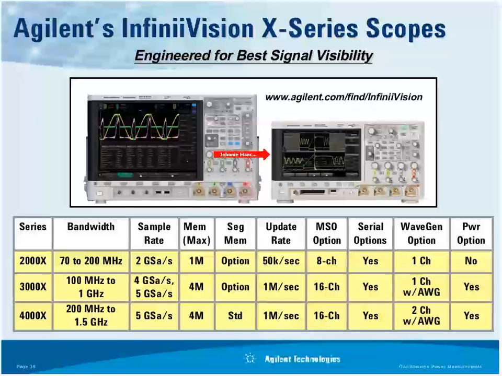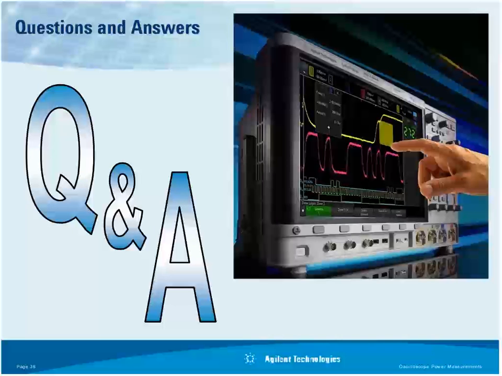Then there's the 2000 X Series, which ranges from 70 to 200 megahertz, which is typically enough bandwidth for performing these measurements. However, it does not have the automatic power measurements that we've shown here today. Both the 3000X and the 4000X series scopes have this automatic power measurement capability, so those are the ones I would recommend. At this point, I'd just like to open it up for any questions you might have.